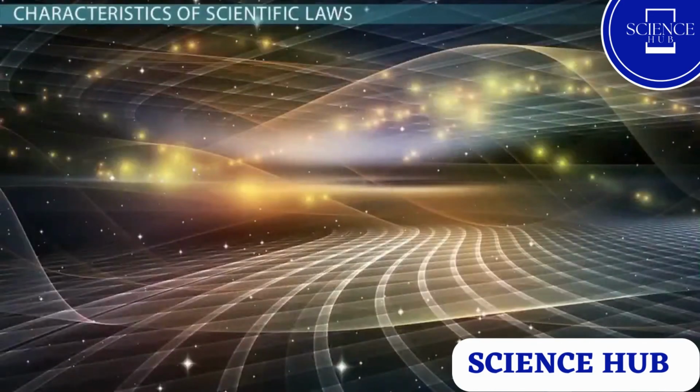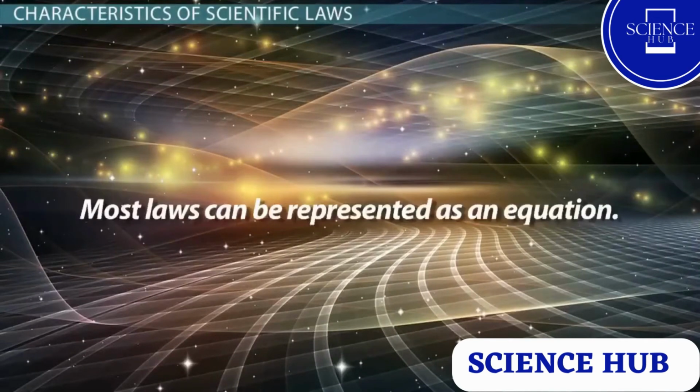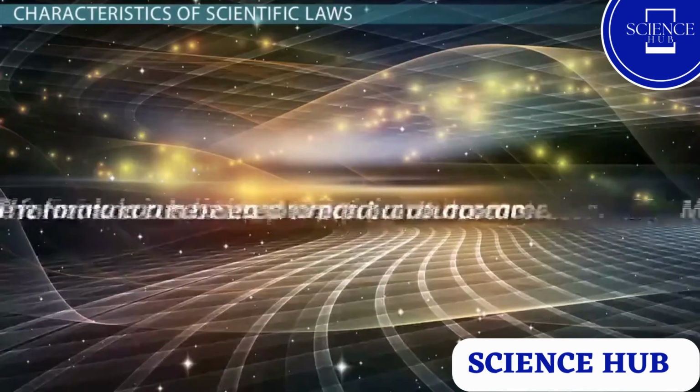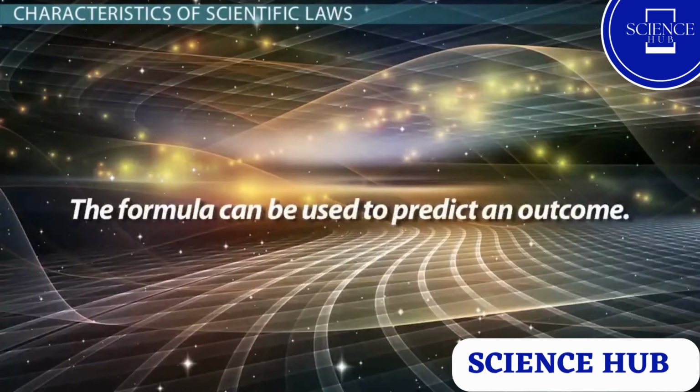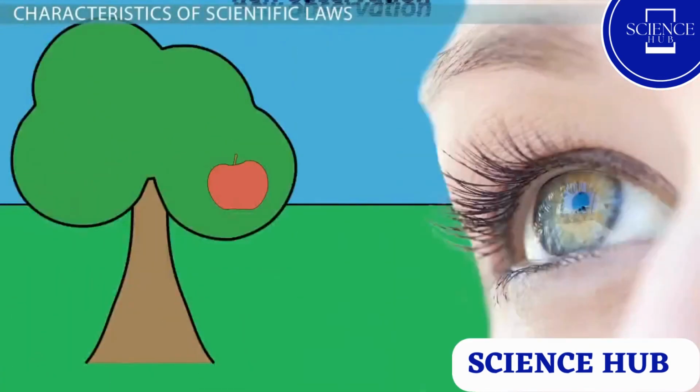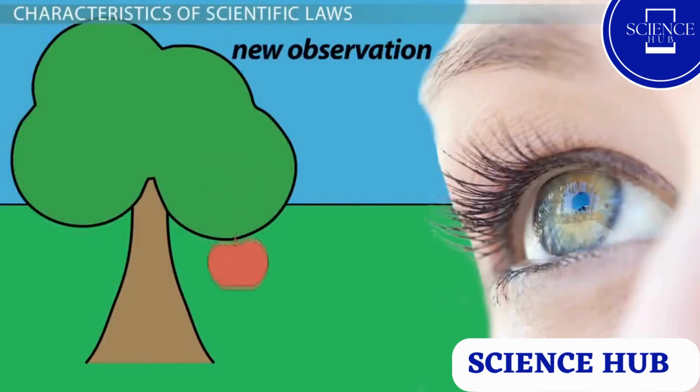Basically, scientific laws come from physics. Most laws can be represented as an equation, which is a mathematical formula. The formula can be used to predict an outcome. Specifically, once applied, the formula predicts that a new observation will conform to the law.